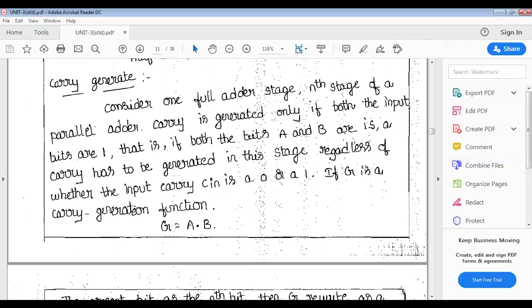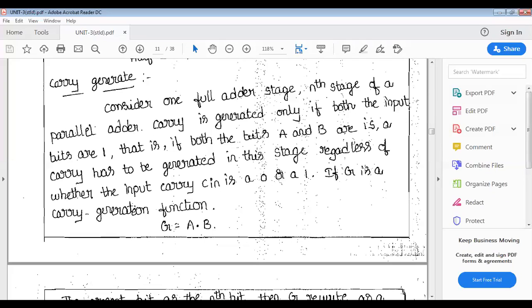First of all, see the carry generate. Consider the nth stage of a parallel adder. A carry is generated only if both the input bits are 1. Only if both the inputs are 1. AND gate means both the inputs are 1 only, then only it generates a carry. If any one input is a 0, the AND gate output is a 0. So we get the carry generate when both the inputs are 1.